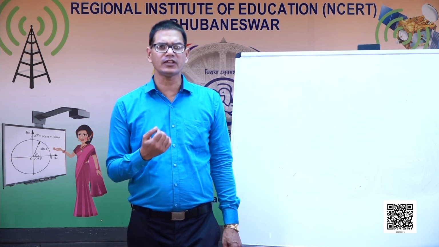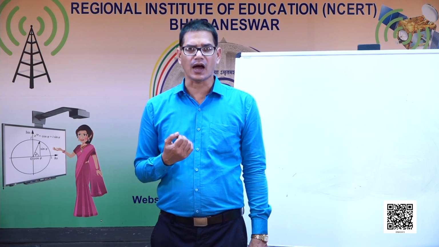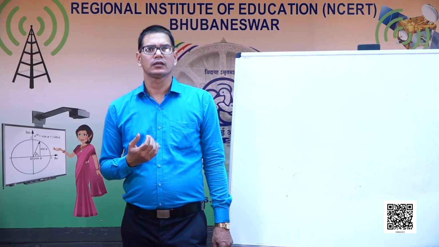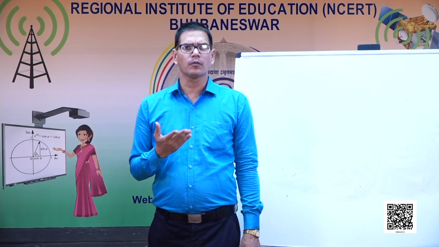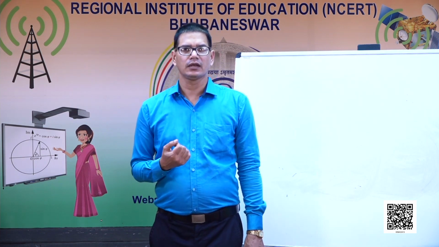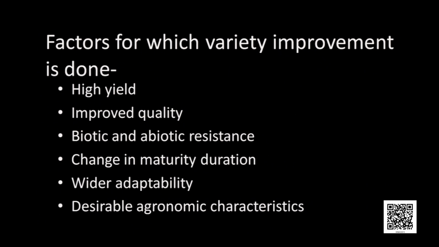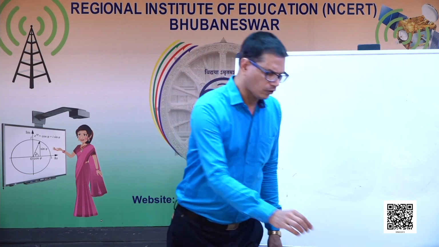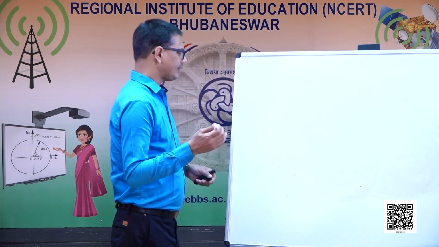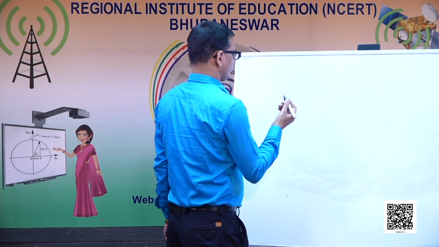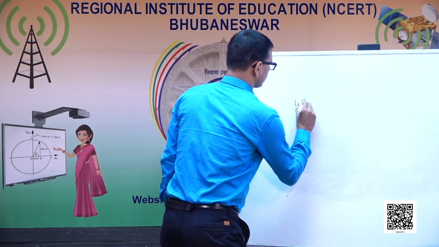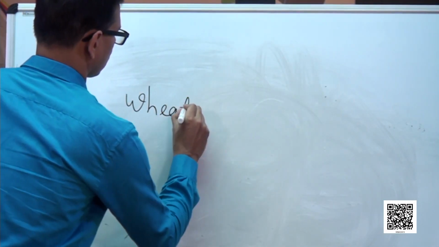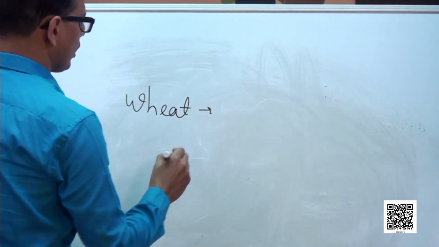Now, factors for which variety improvement is done is high yield. High yield means the increase in crop production per acre of land. Next is improved quality. This should be taken care of while the improvement of the crop is done. For different crops, quality is different. For example, for wheat, the baking quality.